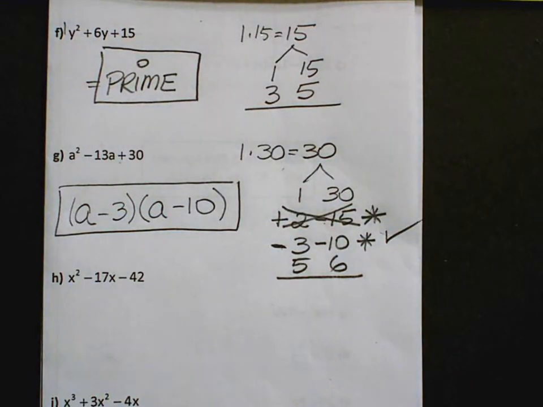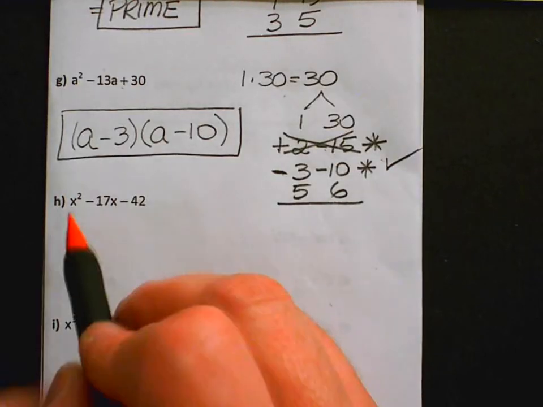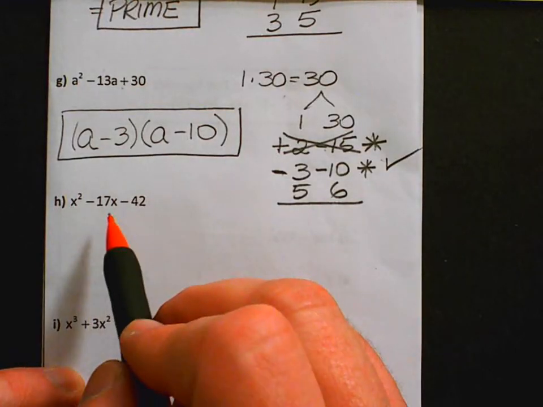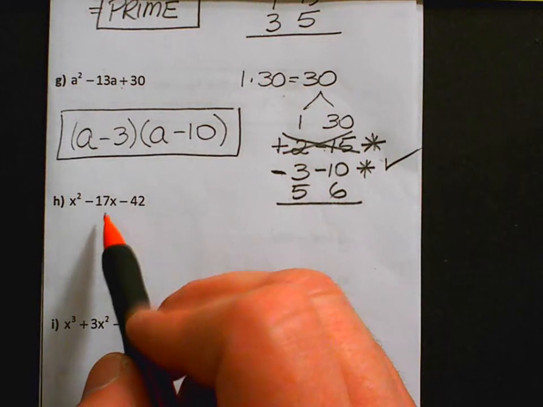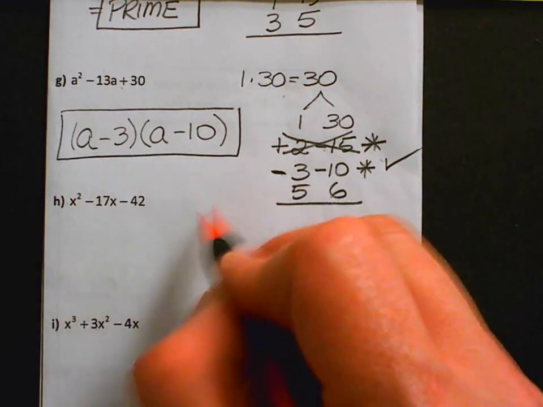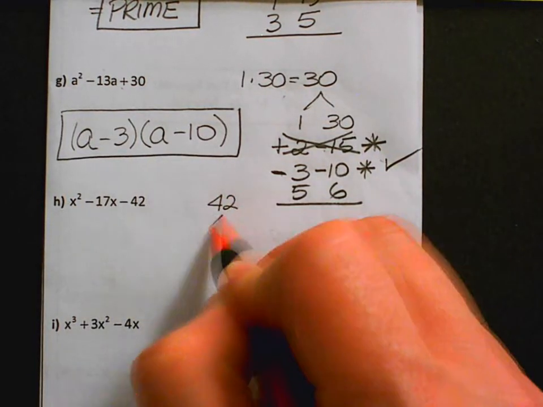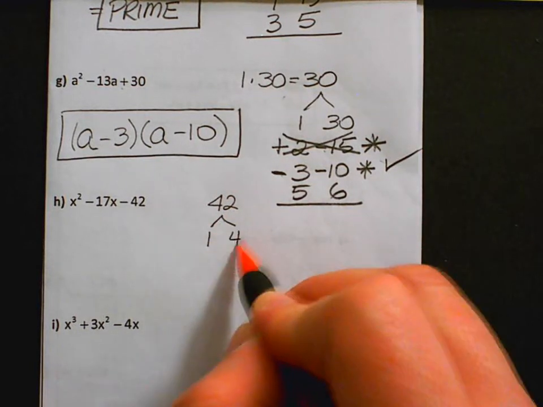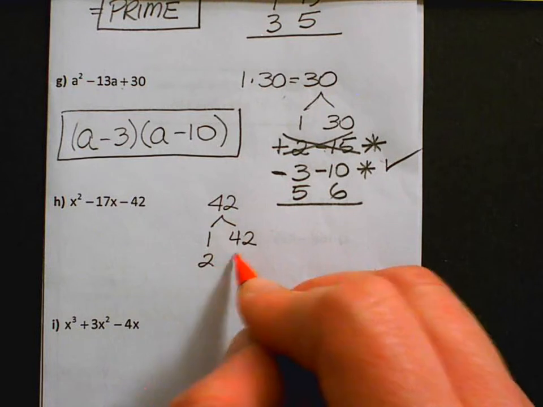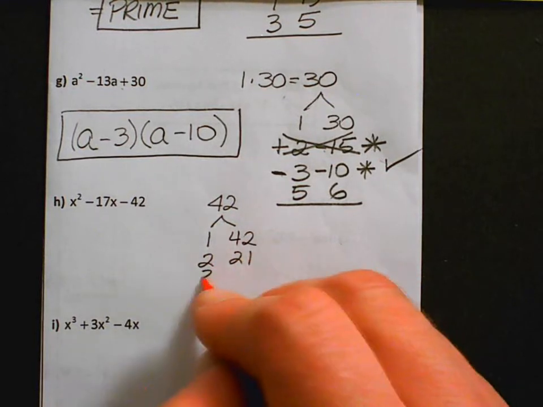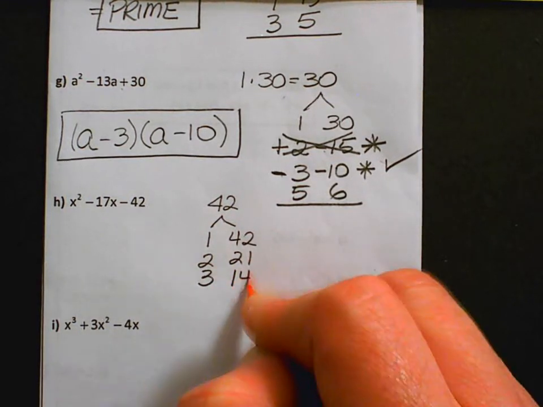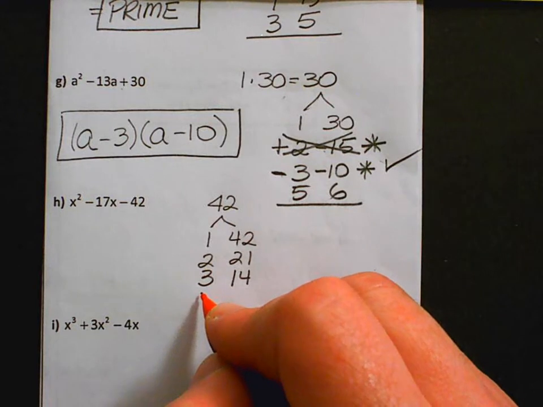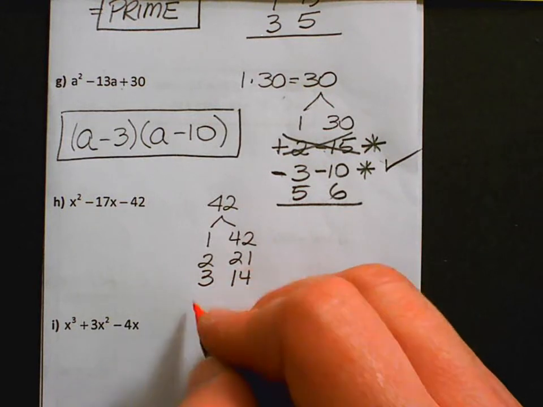Letter H. There's nothing I can factor from all three. So multiply 1 times 42 is 42. What numbers give me 42? 1 and 42. 2 and 21. 3 and 14. 4 does not go into it. 5 does not go into it. 6 and 7.